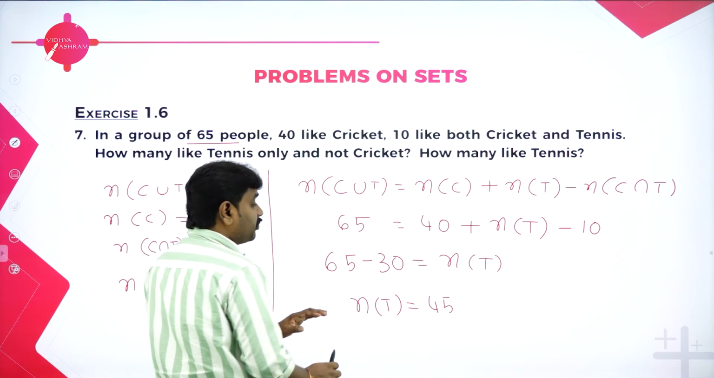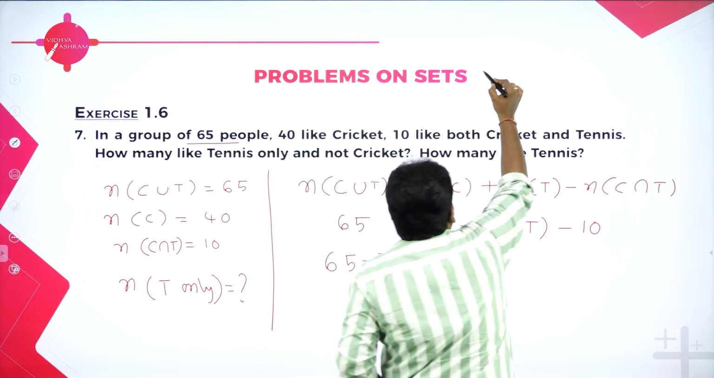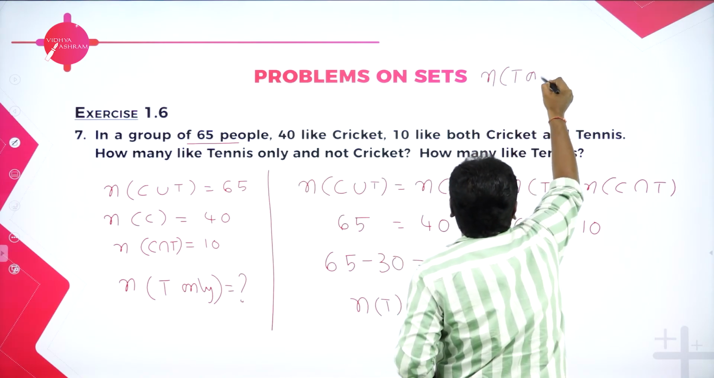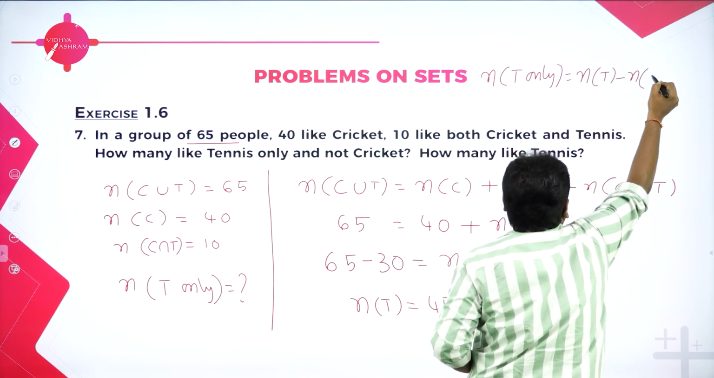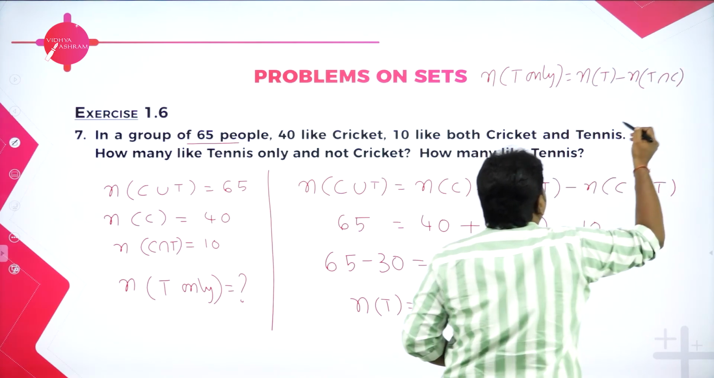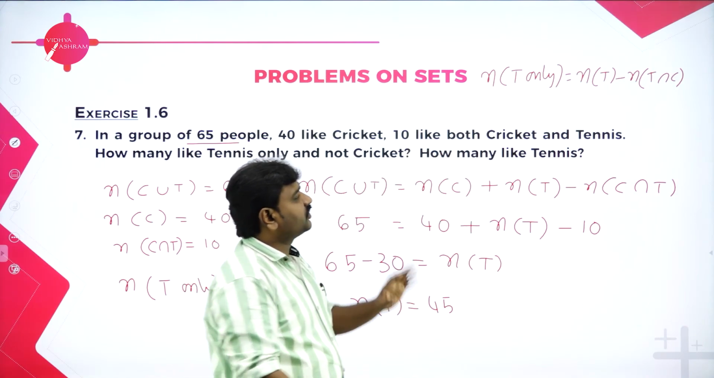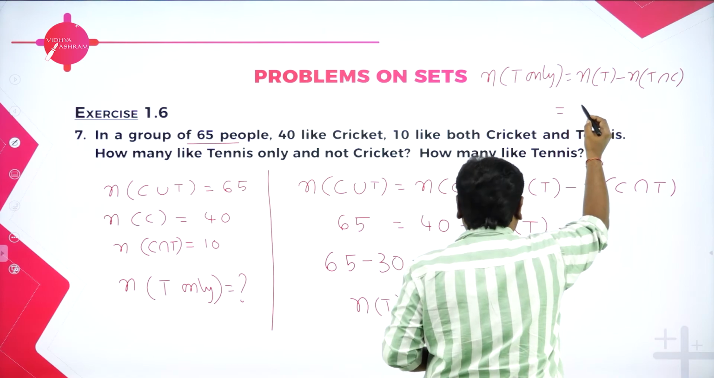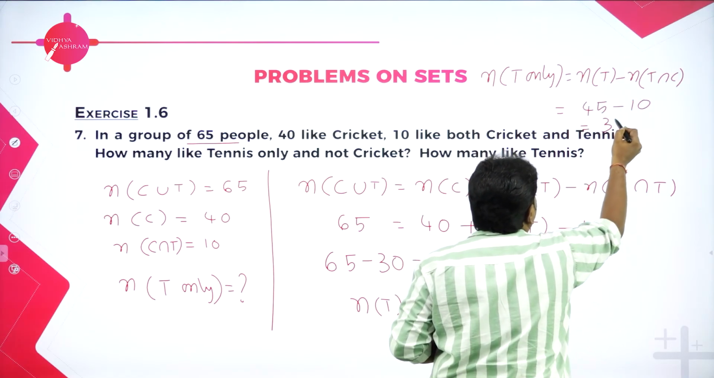So this is the number of people playing tennis, but they want tennis only. Number of people playing tennis only, T only, is: out of tennis people, remove the common, T intersection C. Tennis only means T minus C. So N of T minus N of T intersection C. Out of N of T, that is 45, remove the common. Common is 10, you'll get 35.